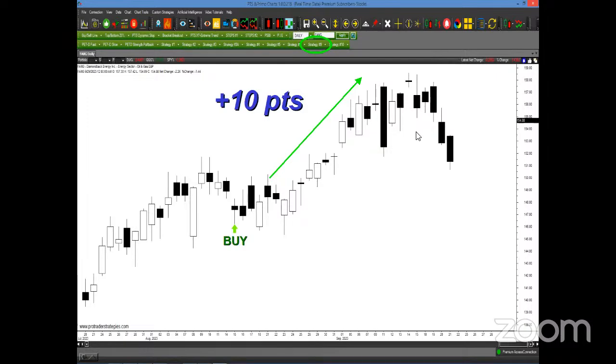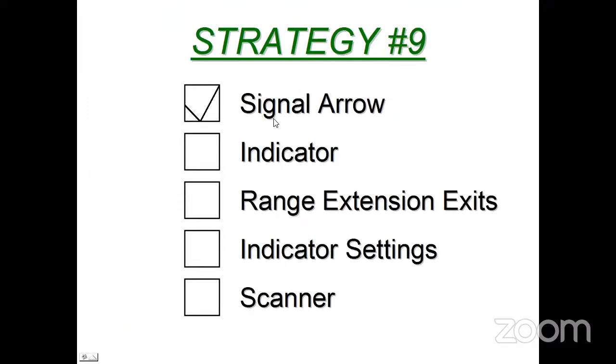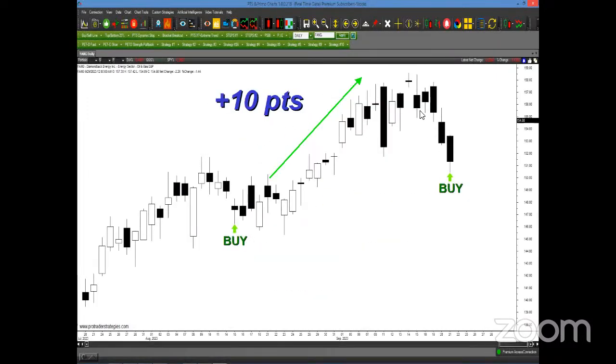Well, clicking on strategy number 9, clicking on signal arrow. Actually, no, this is another shallow pullback, giving you another opportunity to get back in. You could have potentially captured another 6 points. So potentially you could have captured upwards of 15 or 16 points.